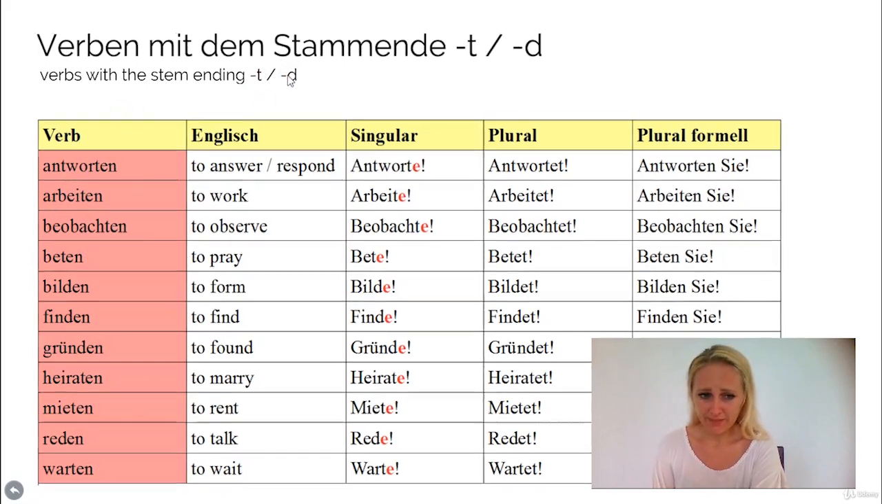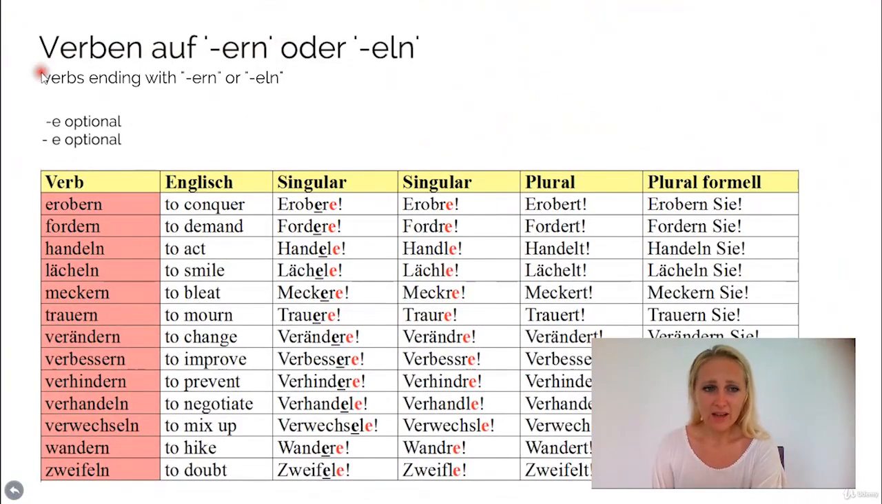Okay. Then the next slide, verbs that end with ln or rn. So most verbs in German end with an en, right? As we have learned, most of them, or maybe about 80% more or less. But we also have verbs that end with ln or rn, as you will learn here. So here an e is optional. Optional in German is also optional. So let's look at, for example, this verb, it's erobern, to conquer. So either you can say erobere or you can say erober. Both is possible.